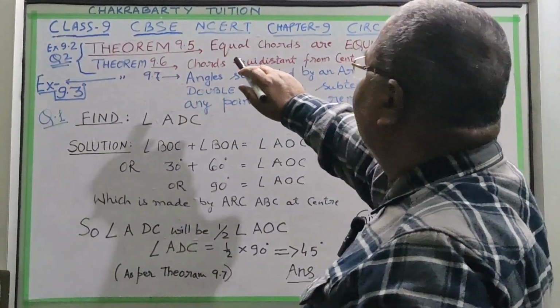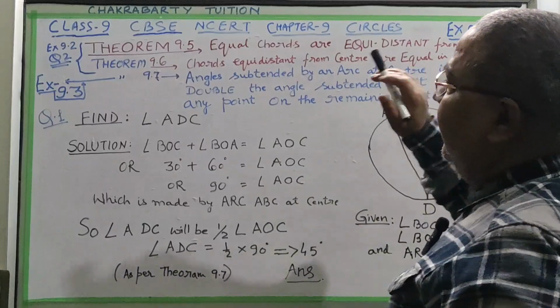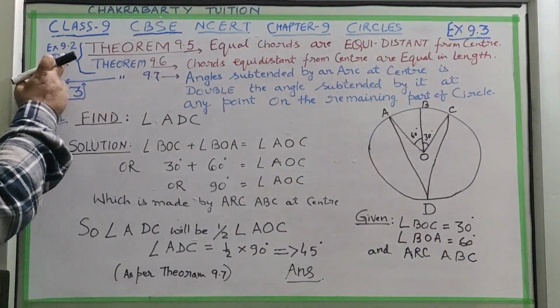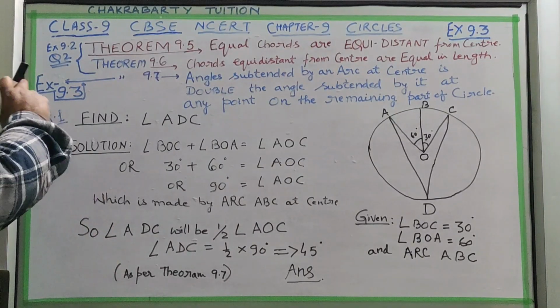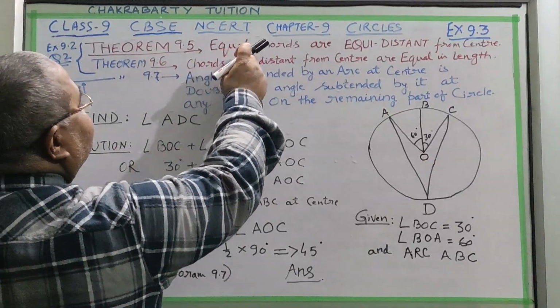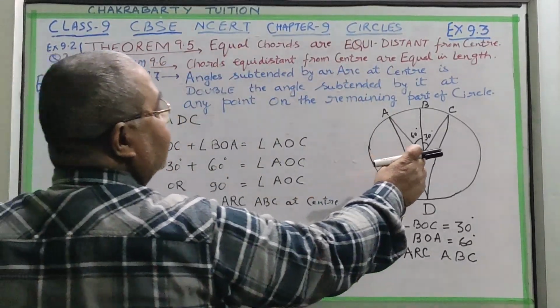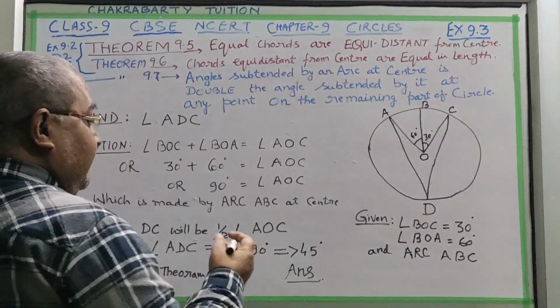So, the first theorem is that equal chords are equidistant from the center. This we have discussed earlier in question number 2 of the previous exercise, 9.2. In that we have covered this. And just the reverse of it: chords equidistant from the center are equal in length.